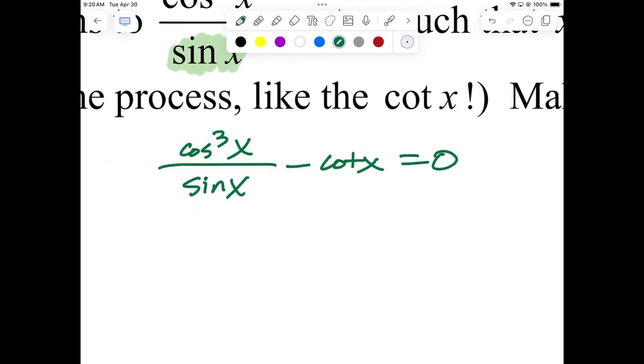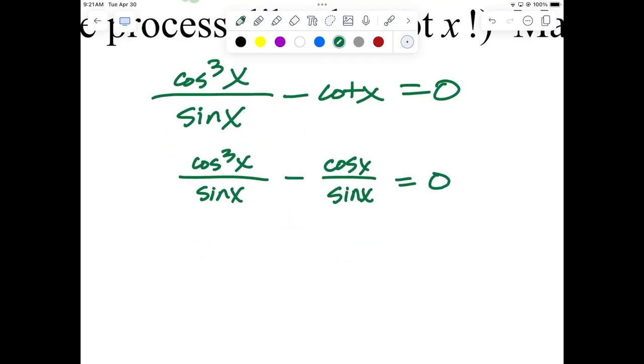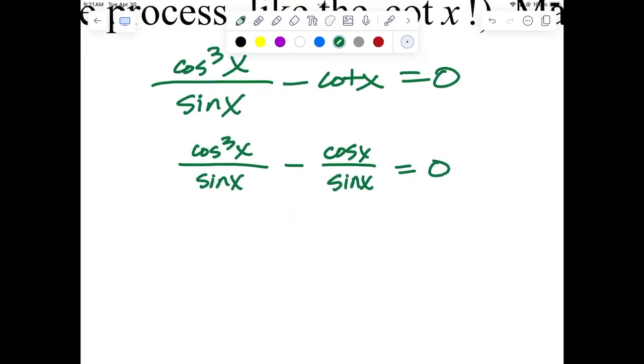So here's what I'm going to do. I'm stuck already. I can do the same strategy here that I did on my simplifying. I can put everything in terms of what? Cosine and sine. Yeah, so this one's already cosine over sine, so that one's good. But what's another name for cotangent? Cosine over sine. That's already looking prettier because now I can combine them and put it all over sine of x. So I get cosine cubed of x minus cosine of x.